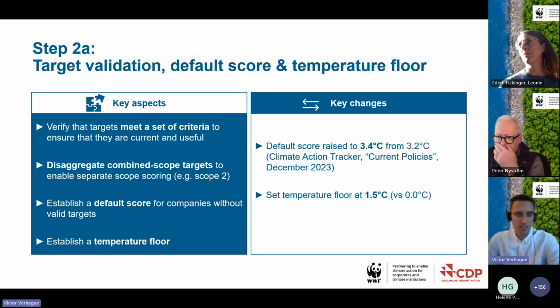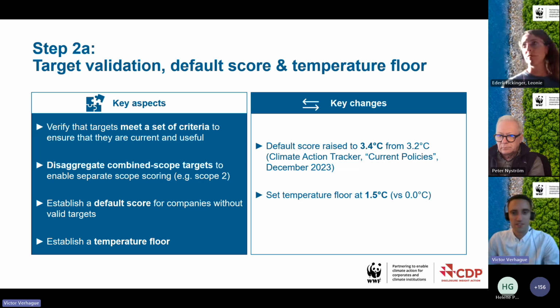Another noteworthy change is that we introduced a 1.5 temperature floor, which is something that wasn't entirely clear in the original document. There, the rationale is quite simple. The consensus remains that 1.5 is the best feasible outcome in the most optimistic of climate scenarios. So the best score that a company can get should not be below that.